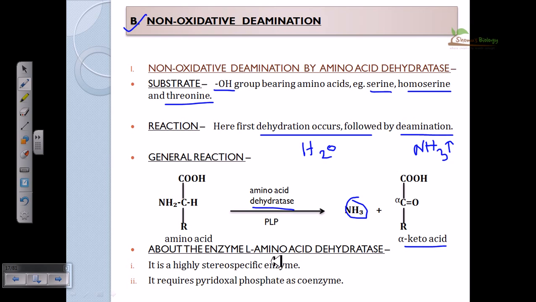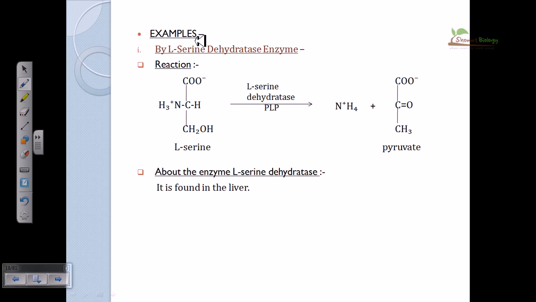Now about the enzyme, it is a highly stereospecific enzyme, so its activity is regulated, and it requires PLP or pyridoxal phosphate for its proper functioning, because PLP acts as a coenzyme. Now let's talk about examples. One is the L-serine dehydratase enzyme. Because this is the amino acid dehydratase and we are dealing with serine, it will be the serine dehydratase enzyme. And again we have pyridoxal phosphate as a cofactor for this enzyme.